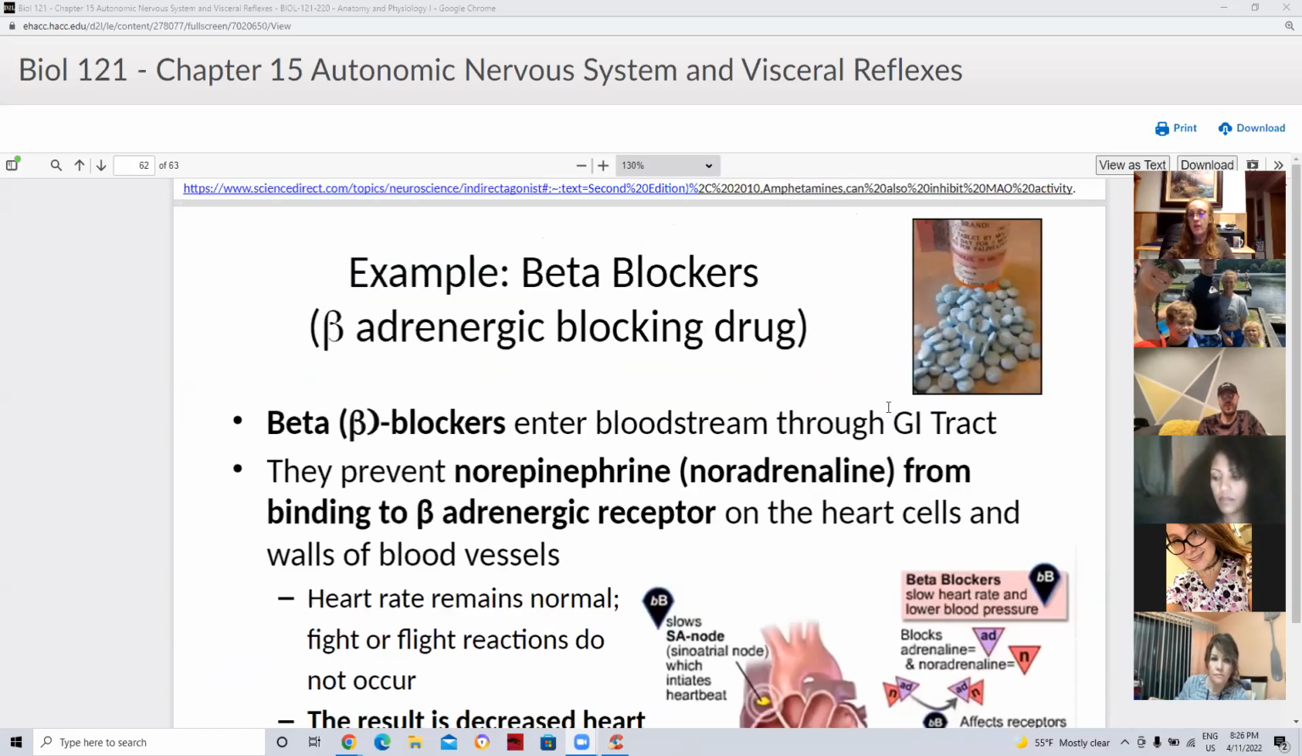Beta blockers. So remember, these are acting on the beta adrenergic receptors. Beta blockers prevent norepinephrine or noradrenaline from binding to the beta adrenergic receptor on the heart walls. So norepinephrine would work to be excitatory to increase heart rates.